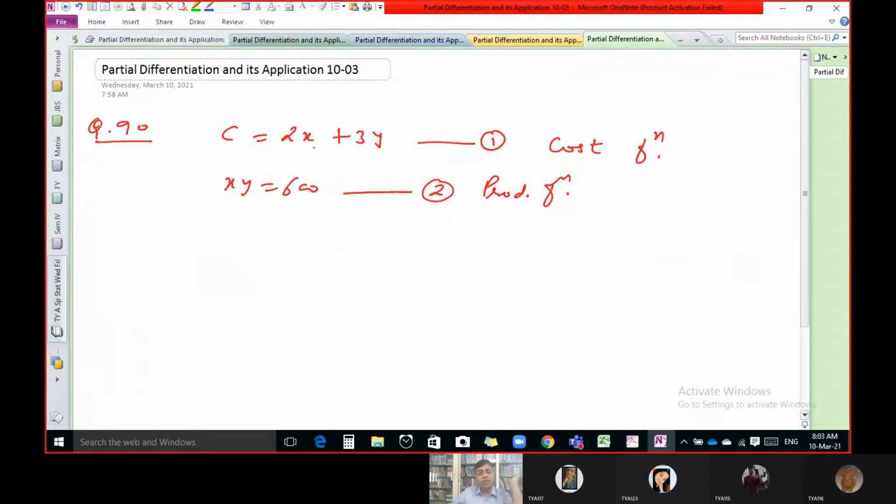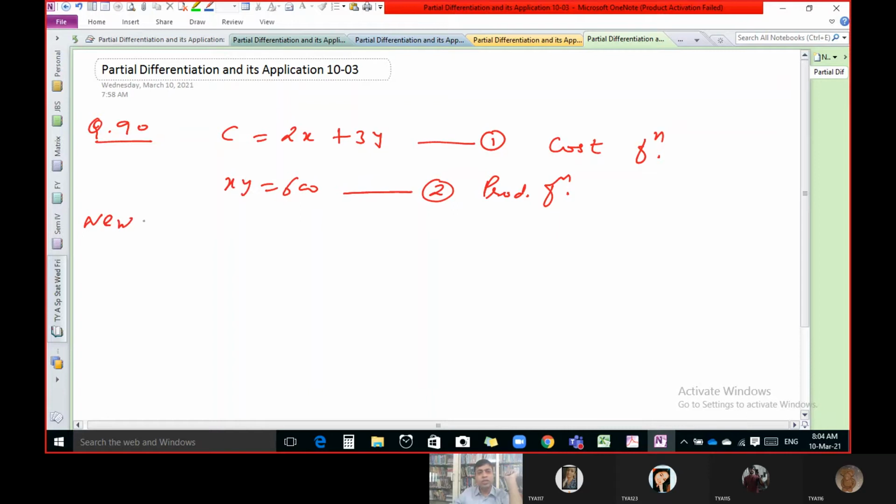What is the question? Find x and y in such a way that the cost will reduce. If we put x and y, we get the minimum value of C, and we satisfy this condition, x into y equal to 600. So the question is, find two variables x and y so that if we multiply those two variables, we get 600, and if we substitute x and y, then we get the minimum value of C. So first step, convert this to a simple new equation.